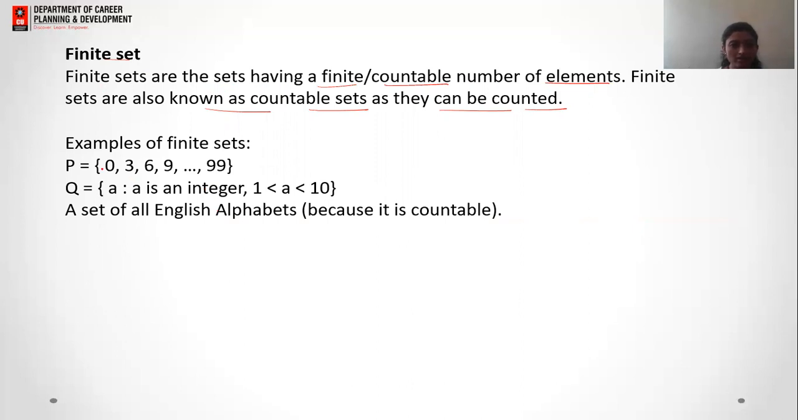For example, if a set P is given to us with the elements 0, 3, 6, 9 up to 99, we can count these elements, so this is a finite set. In set Q, if the elements are the integers which lie between 1 and 10, that means from 2 to 9, we can count those numbers, so that is a finite set. And the set of all English alphabets, because there are 26 English alphabets, we can count, so that is known as a finite set, or you can say the countable set.